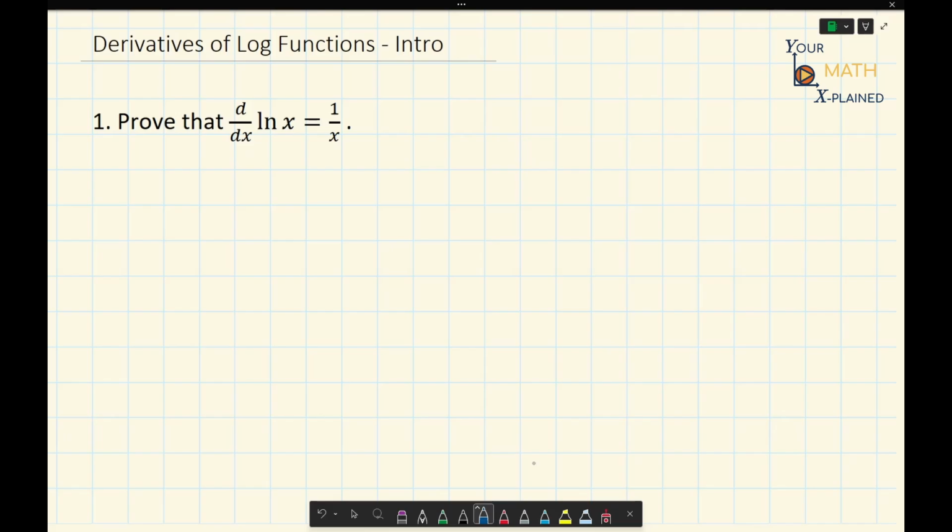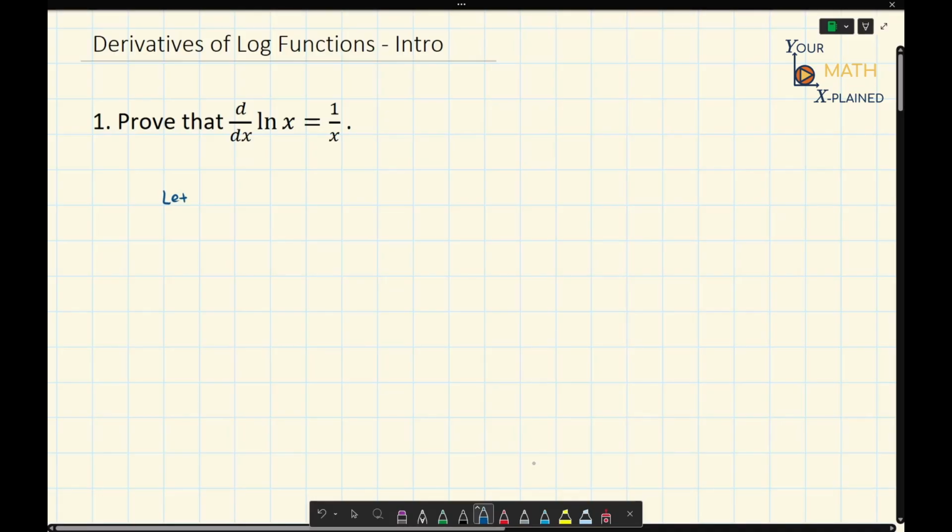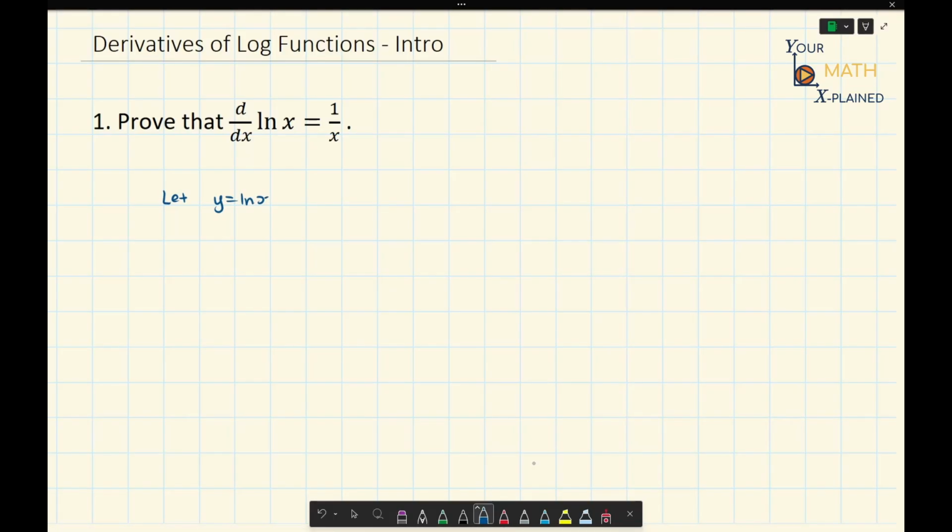First, we're going to prove that the derivative of ln of x is equal to 1 over x. And because we have unlocked implicit differentiation, this proof is actually pretty simple. We're going to start by letting y be equal to ln of x. This means if we rewrite this into the exponential form, we would get e to the power of y is equal to x. And now we're going to take the derivative with respect to x on both sides of this equation. So we're going to go d by dx of e to the y, and that is going to be equal to d by dx of x.